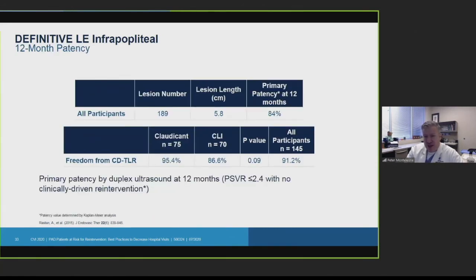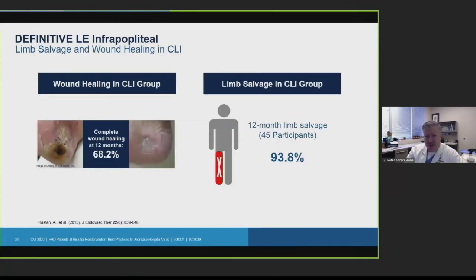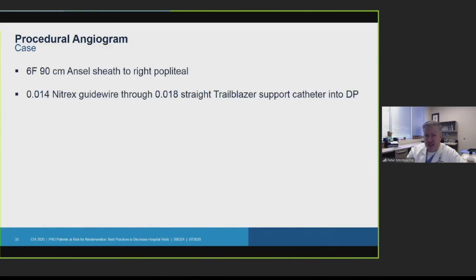And looking at patency in this patient population, 84% primary patency. Also freedom from target lesion revascularization, 91% in these patients. Clinical outcomes as well, wound healing in 68% of patients, and 94% with actually 12-month limb salvage rates.